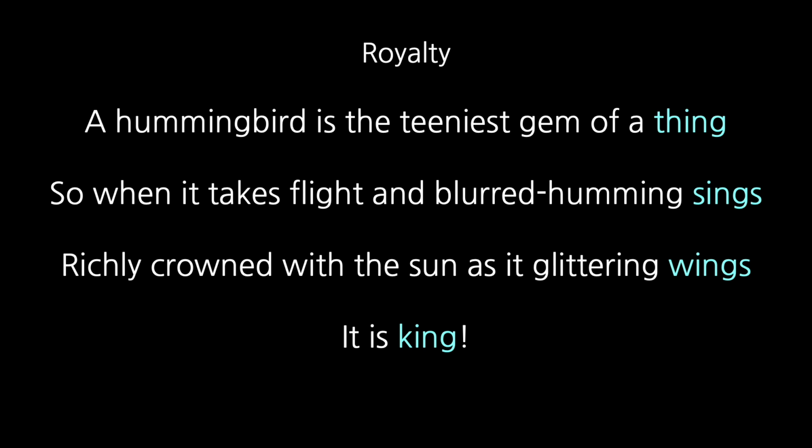The 4 lines rhyme. You could call them half rhymes, but you could also look at it from a slightly different perspective. The first line and the 4th line of that main section are complete rhymes. They're full rhymes, perfect rhymes. And the 2 lines in the middle, the second and the third line, are also perfect rhymes, right? But all 4 lines essentially rhyme. The second line, so when it takes flight and blurred humming sings.